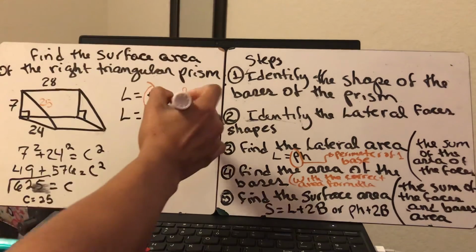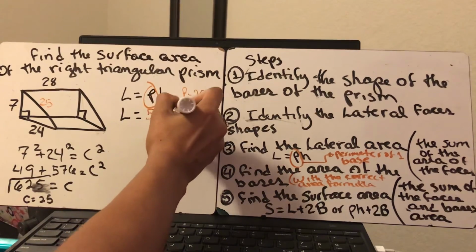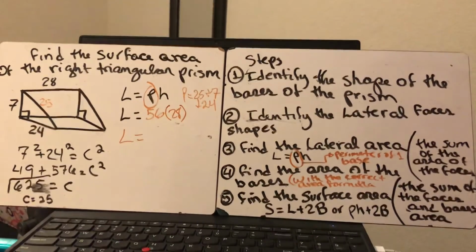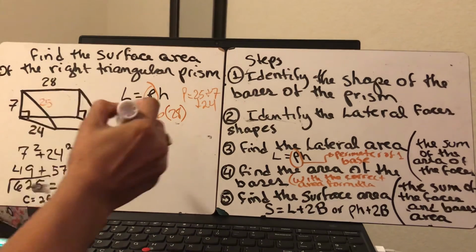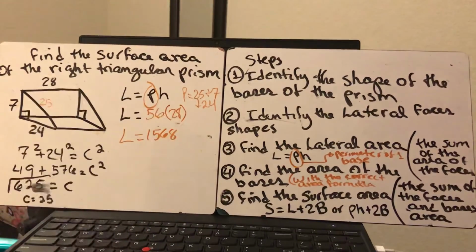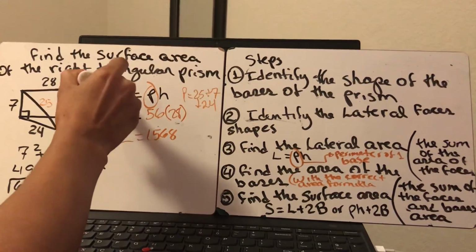So 56 times 28. So I have L equals 56 times 28. I'm going to put that in the calculator. 56 times 28. That is 1,568. I am done with step 3.